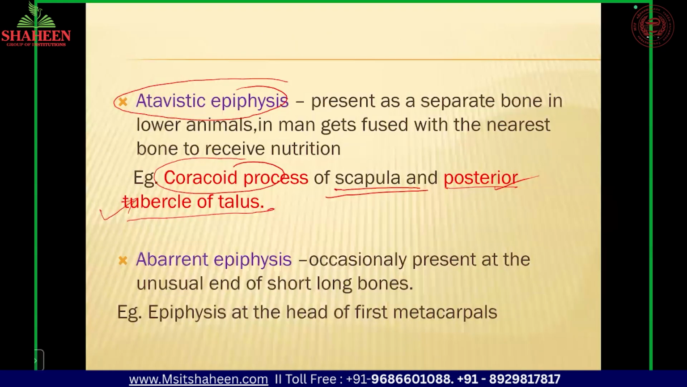So these are commonly asked questions. What are the examples for the atavistic epiphysis?